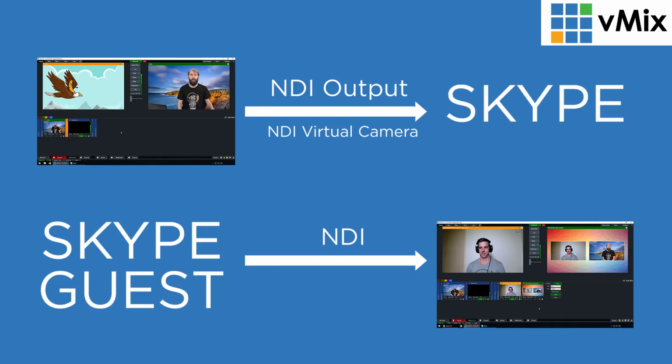So here's a really quick picture of what we're going to set up. We're going to go from vMix and we're going to send our NDI output via the NDI virtual camera into Skype. And then we're going to take our Skype guest and we're going to add it into vMix via NDI.